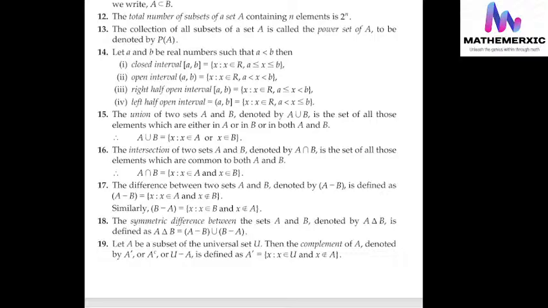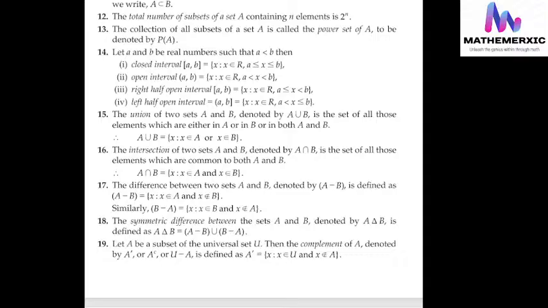Closed interval, open interval, right half open, left half open, we can denote them like that. Union we are very clear: union means either A or B. Intersection will be A and B.